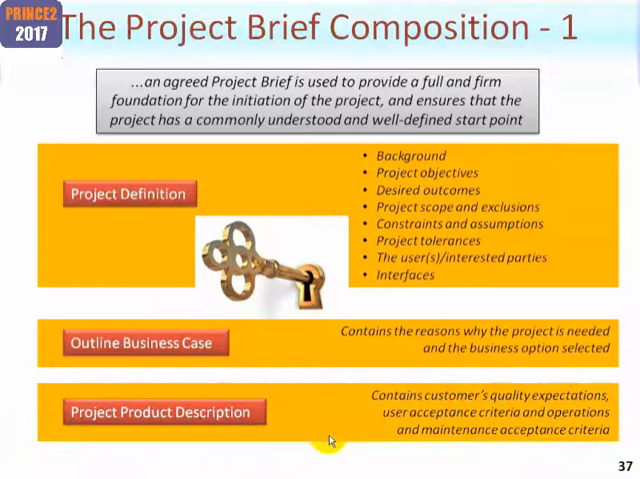Next section is the project product description. Now don't worry, I've got a slide coming up in a minute which describes the content of that in detail, but for now it contains the customer's quality expectations, a rather strange term possibly, and the user acceptance criteria and the operations and maintenance acceptance criteria. Now in essence, the customer's quality expectations describe the quality that would be expected of the project's product and any particular standards or processes that were needed to apply in order to achieve that quality.